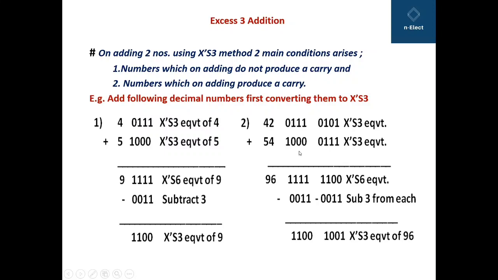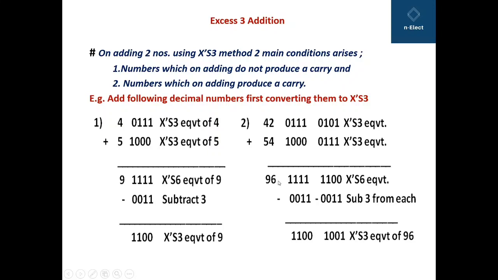When we add them, we will get the XS6 equivalent of this result, which is 96, and this is what we are getting: 1 plus 1, 0. Here 1 arises, 1 plus 1, 0, 1 plus 1 plus 1, 1, and here 1, that 1 comes here. Then 1, 1, 1, 1. Okay, so this result which we are getting is the XS6 equivalent of 96, but the result is expected in XS3.